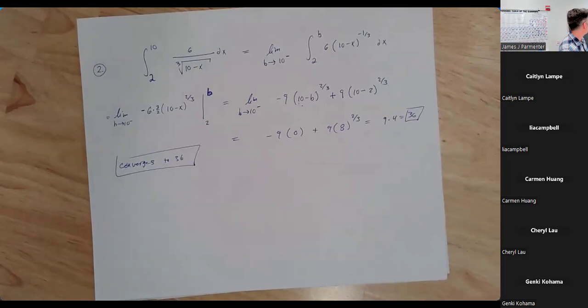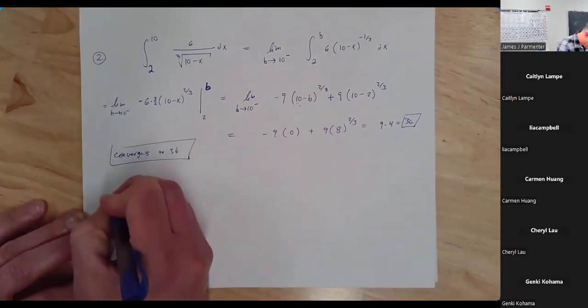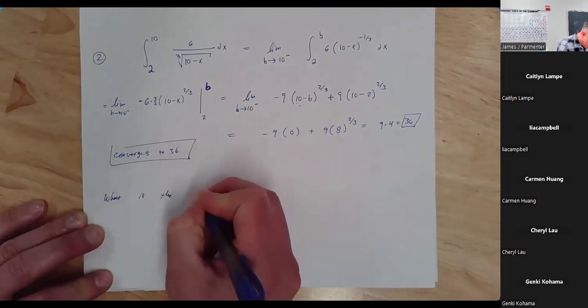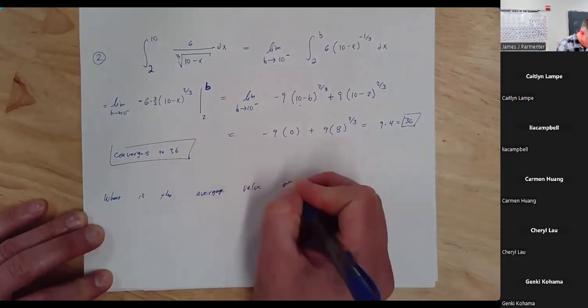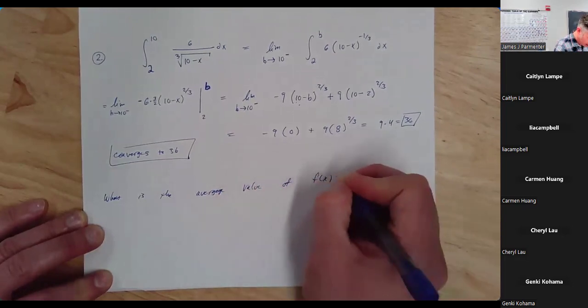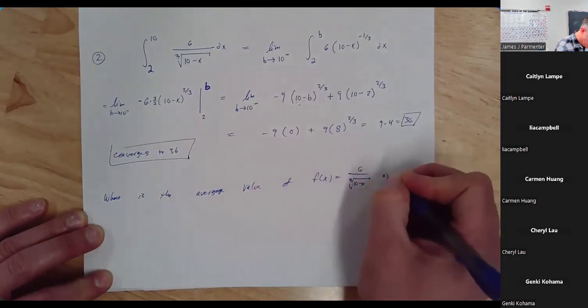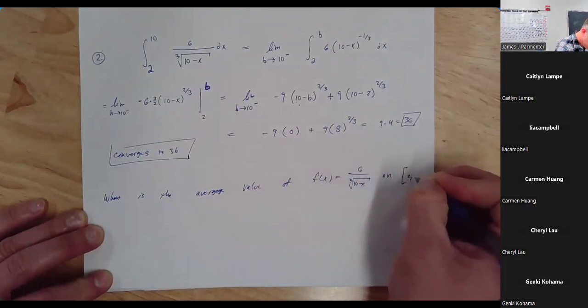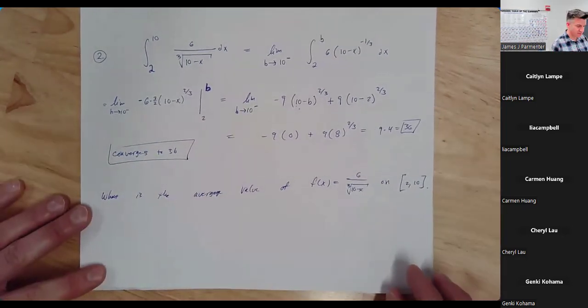Might as well add some spice to this question. Extra. What is the average value of this function, f of x equal to 6 over the cube root of 10 minus x, on this interval? That's kind of cool. I kind of like that.